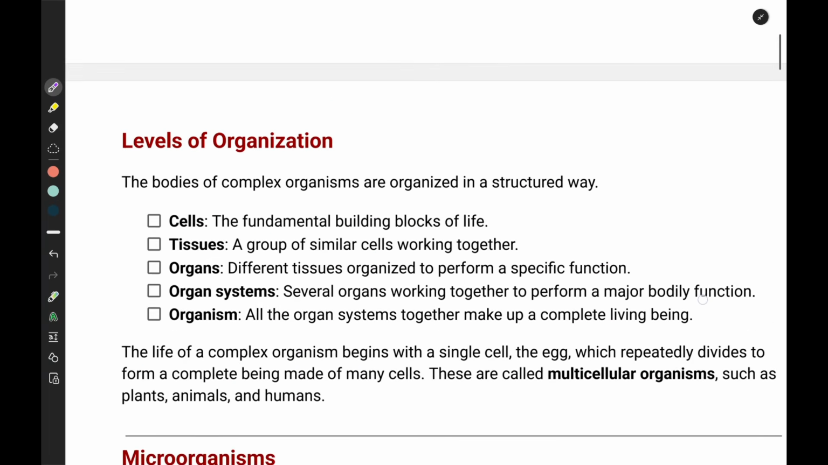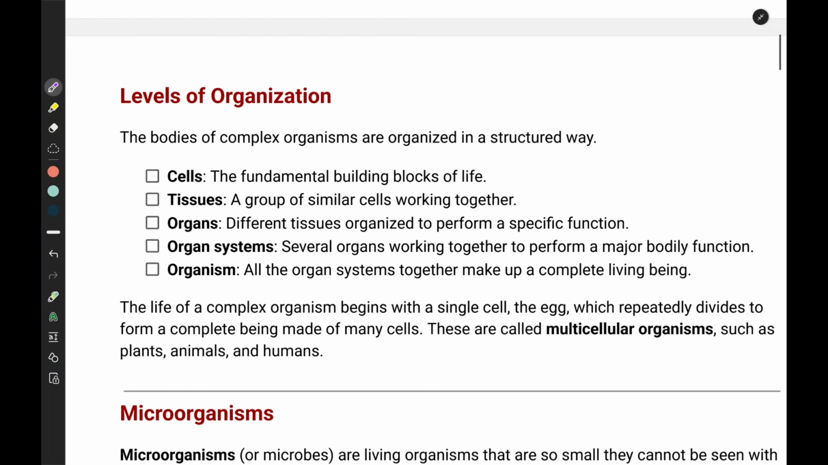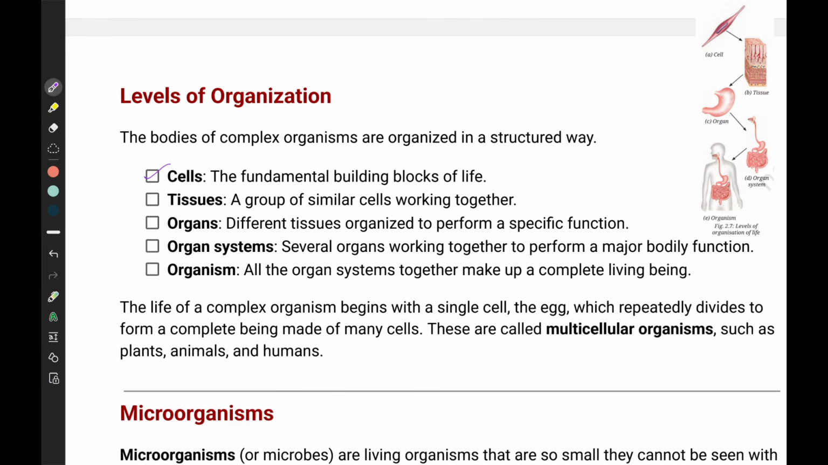Levels of organization. The bodies of complex organisms are organized in a structured way. Cells, the fundamental building blocks of life. Tissues, a group of similar cells working together. Organs, different tissues organized to perform a specific function. Organ systems, several organs working together to perform a major bodily function.